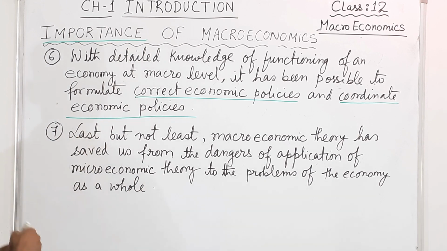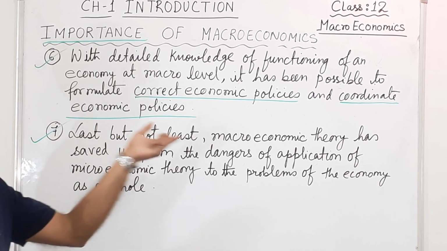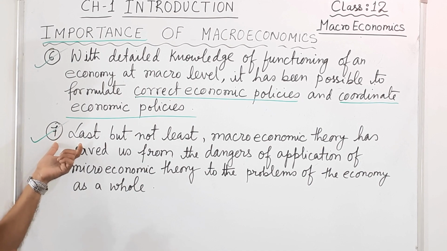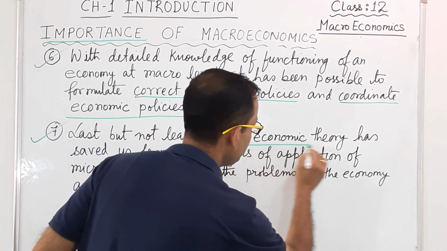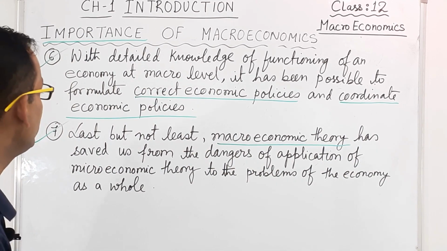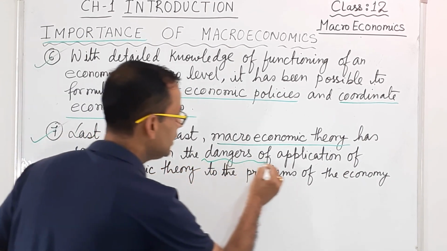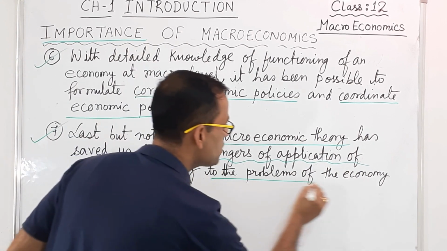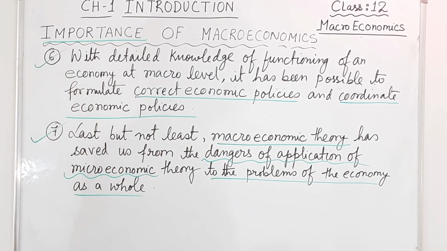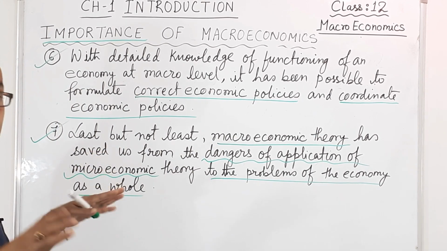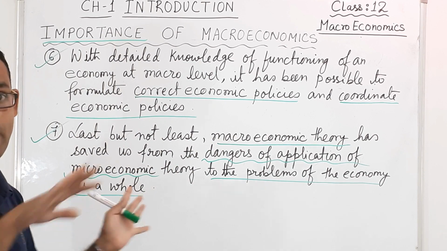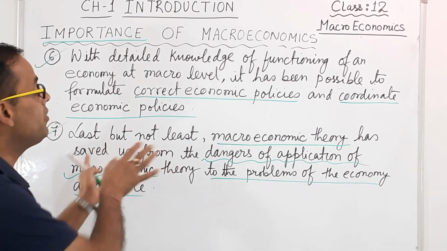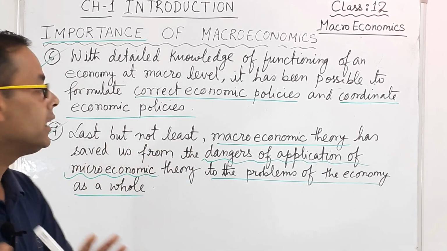Then the last one, or we can say last but not the least, because there are many importances of macroeconomics. So the seventh one is what? Macroeconomic theory. When we are studying macroeconomic theory, it has saved us from the dangers of application of microeconomic theory to the problems of the economy as a whole. It is protecting us from the dangers of the application of microeconomic theory. Now, microeconomic theory is a separate part, so it has some bad effects. So it is saving us from the dangers of microeconomic theory.